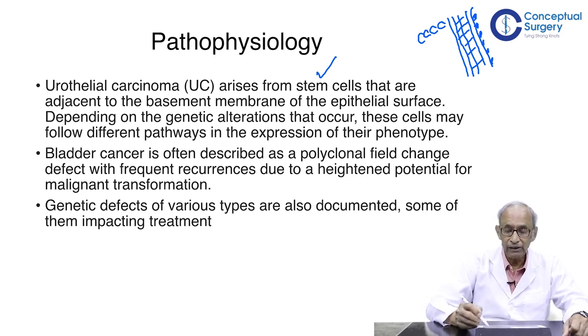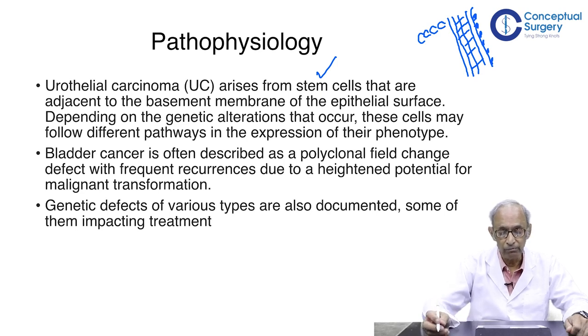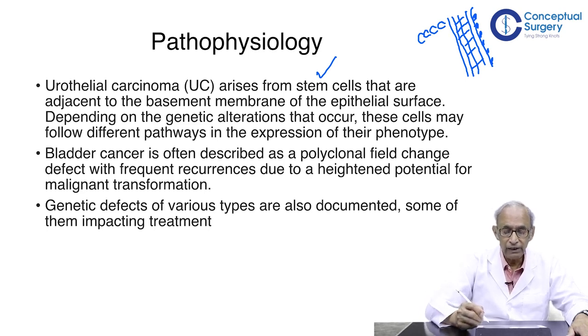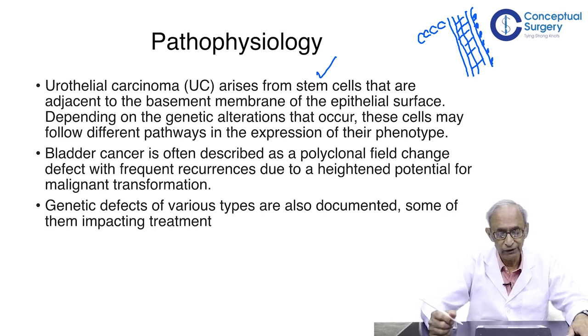So these stem cells are located here, adjacent to the basement membrane of the epithelial surface. And depending on the genetic alterations that occur, these cells follow different pathways in the expression of their phenotype. So that means if there is a genetic predisposition, there can be changes in these cells.